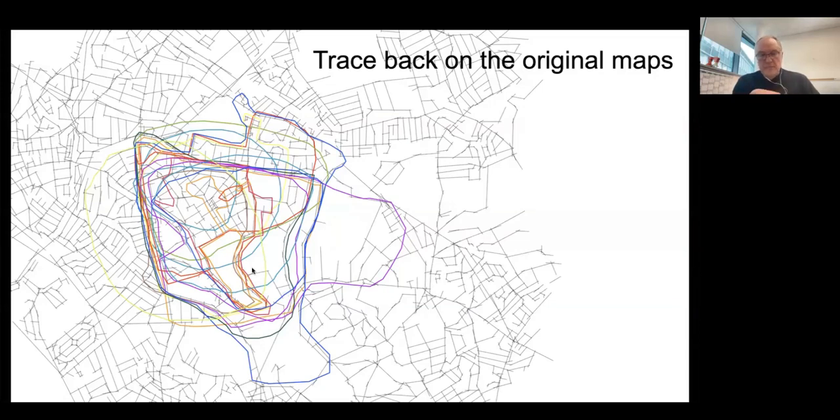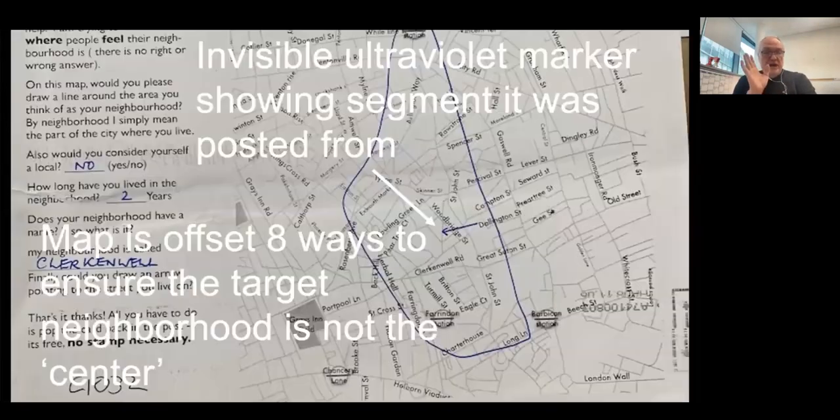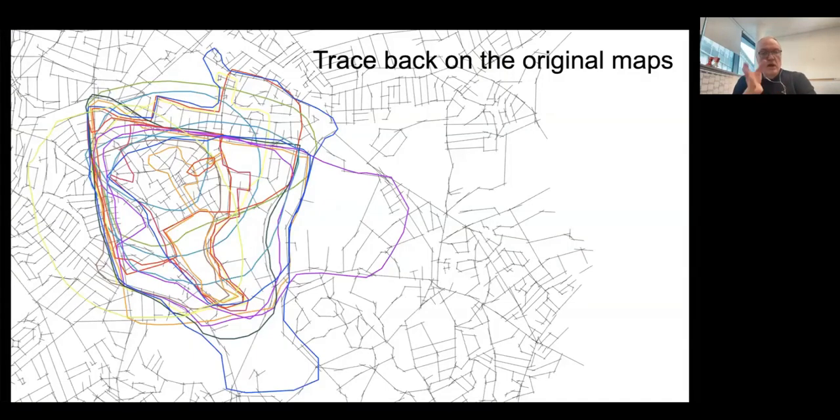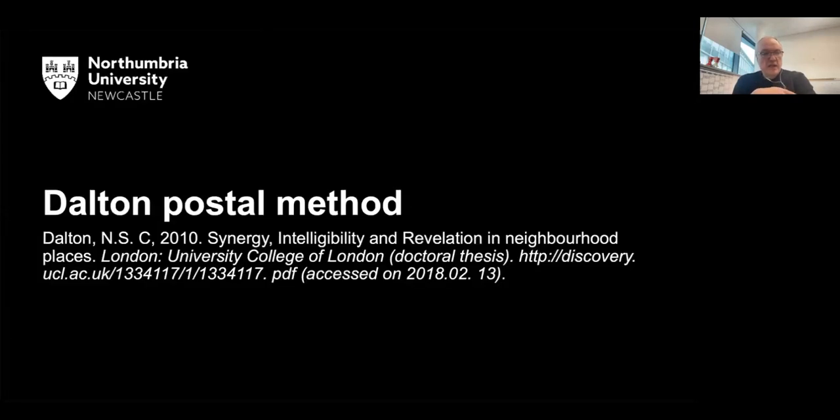So again, the question then becomes, how do we get these things back to a single polygon we can use as our kind of average neighborhood? There's more ways you can do stuff with this in a moment. We'll come back to it. So let's get on. We want to find some way of doing this. So that's the Dalton postal method.